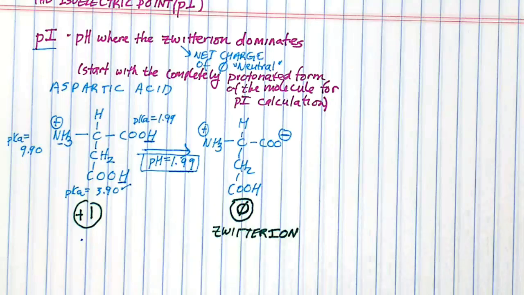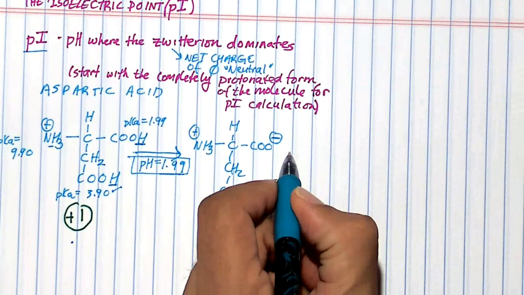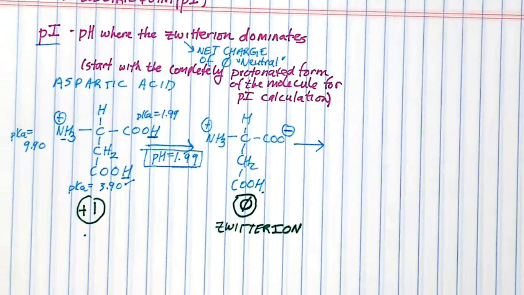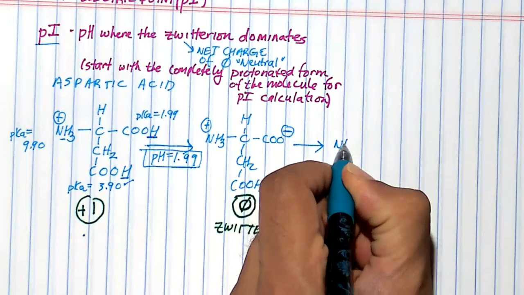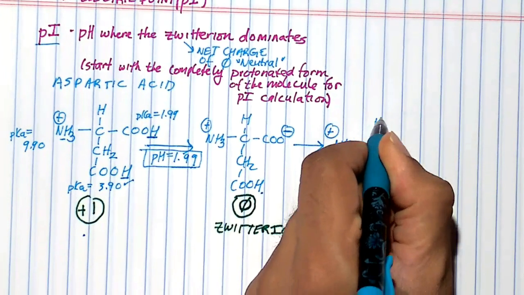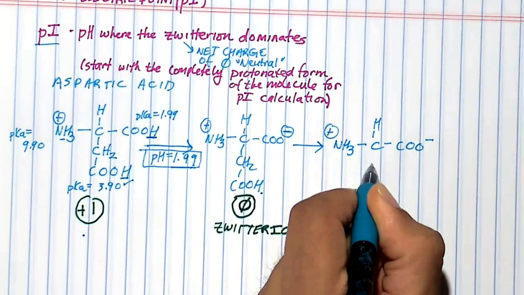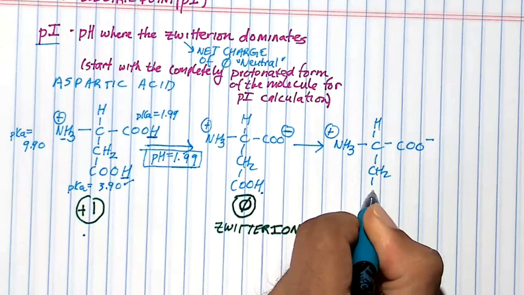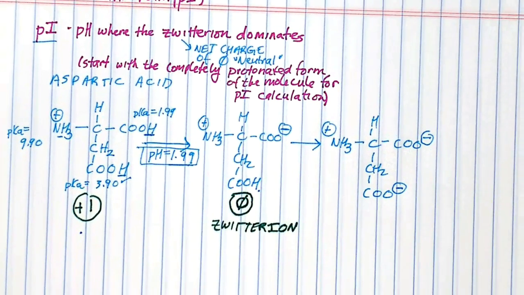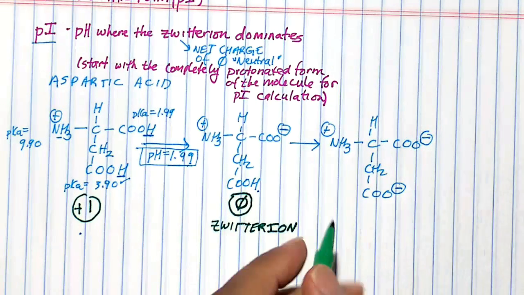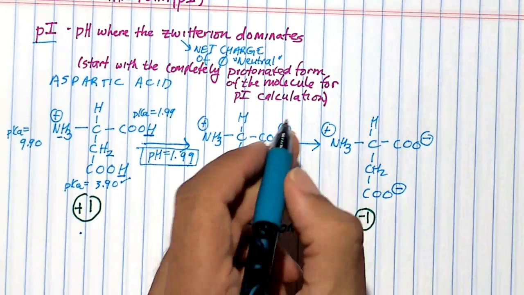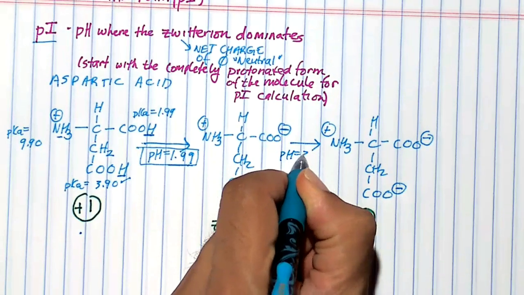until we hit a pH of, can you guess? pH of 3.90. When we reach a pH of 3.90, this proton begins to come off. And that is going to have this structure. What is the net charge of this form? The net charge of this form is -1 when we begin to hit a pH of 3.90.